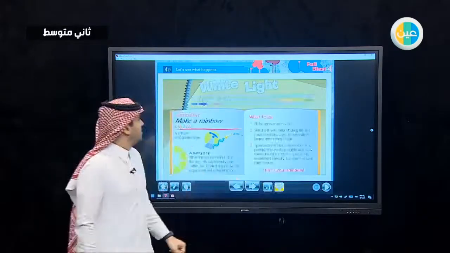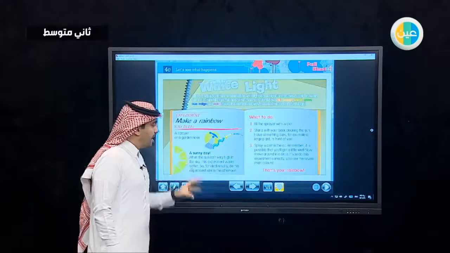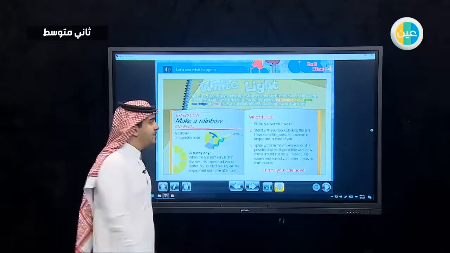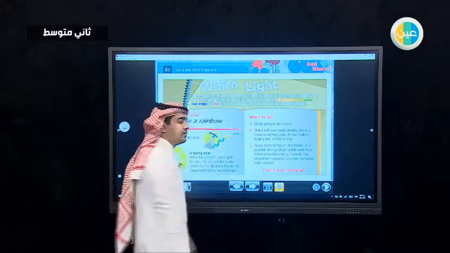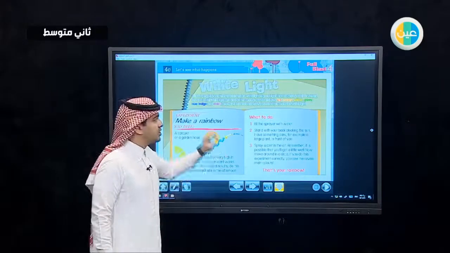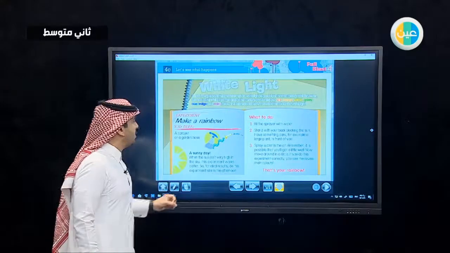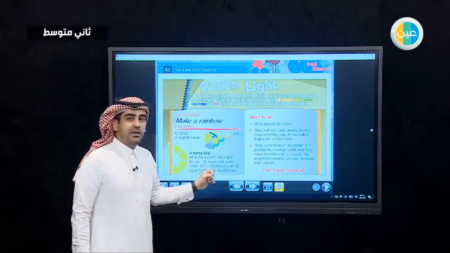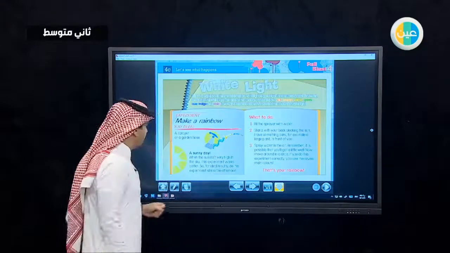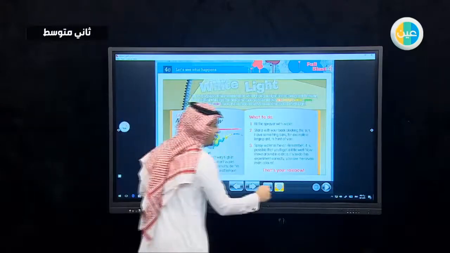The next activity, white light. Now what I need you to do is listen carefully and read along with the text. Try to find new vocabulary and try to underline them so you can check for the meaning in your dictionary later. Okay, so please listen carefully and read along as you listen.